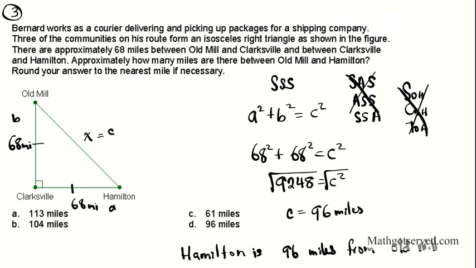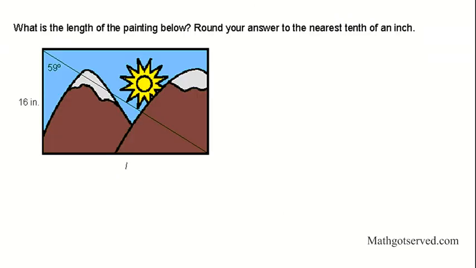All right, let's move on to question number 4. Question 4 says, what is the length of the painting below? Round the answer to the nearest tenth of an inch. All right, so let's take a look at this. If you notice, there's a right triangle right here. We're looking for the length. This is number 4, and we're basically looking for L, this value right here.